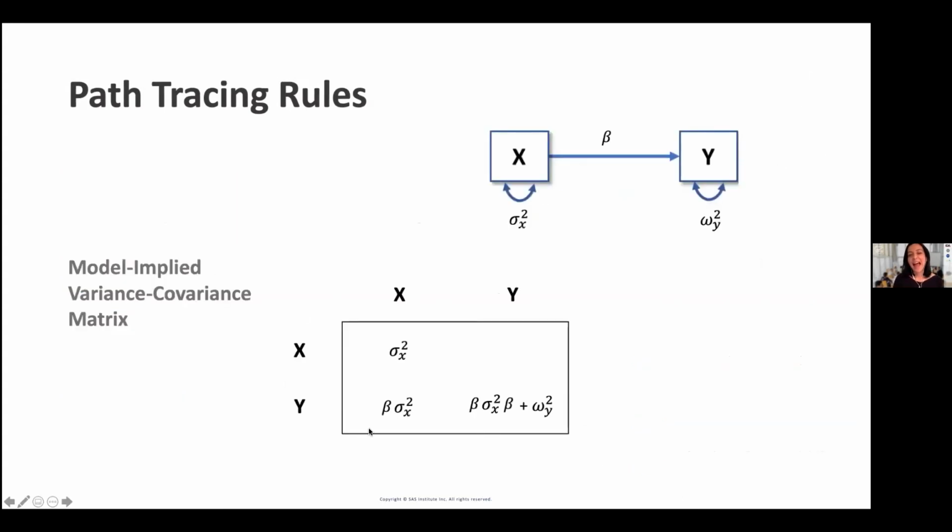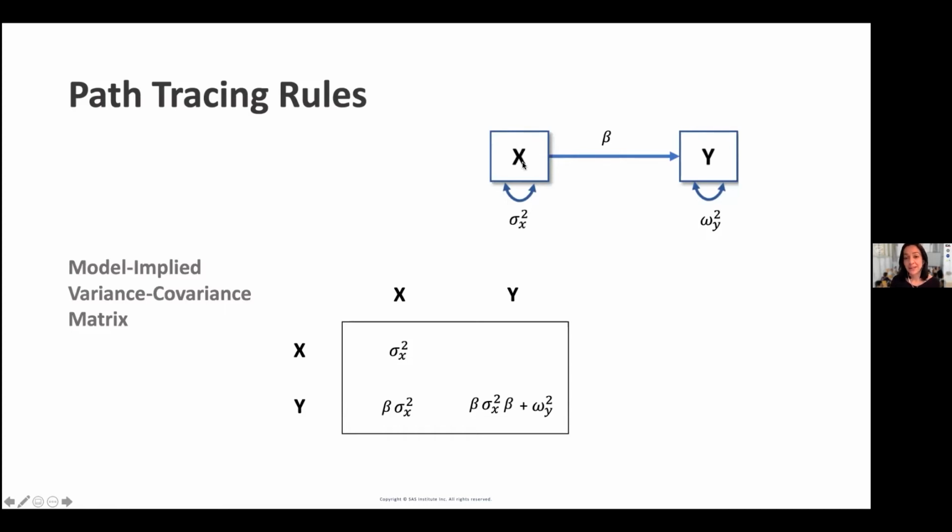In this slide, I already have the model implied variance covariance matrix for this very simple linear regression. And what we're going to do is first start with X. If we want to know what is the model implied variance of X, we said that we have to find all the possible ways to leave and come back to X. So we have to start at X and figure out how do we leave and come back to it in every possible way. With X it is very simple, because there's only one way to do it, and the only way is through the double-headed arrow. We basically leave the node and come right back to it through that double-headed arrow.